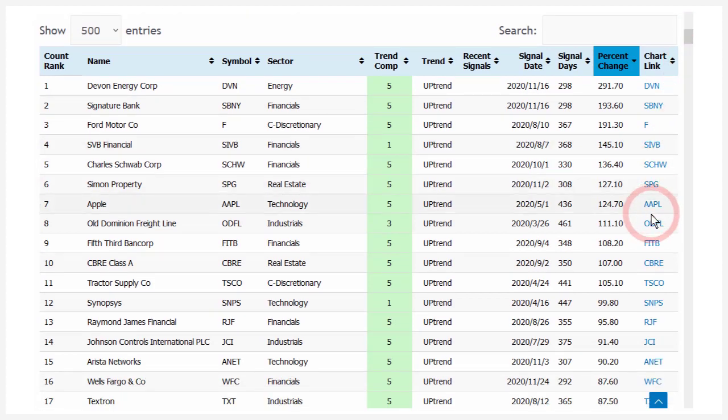And so what I've done is I've done a sort by percentage change. And there are the biggest winners based on Trend Composite signals. And you can see these signals are over a year. These are trading days. Ford, we have Signature Bank, and Devon Energy. You probably wouldn't have found Signature Bank if you hadn't been using this strategy because it doesn't come across a lot as far as the news feed is concerned.